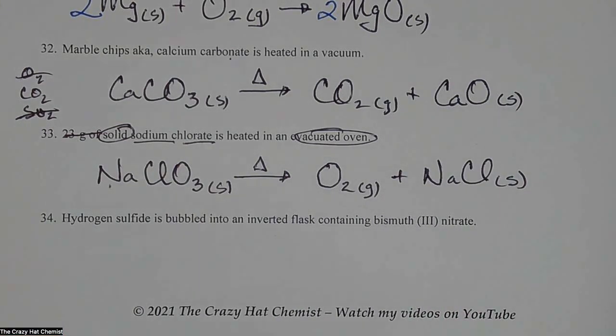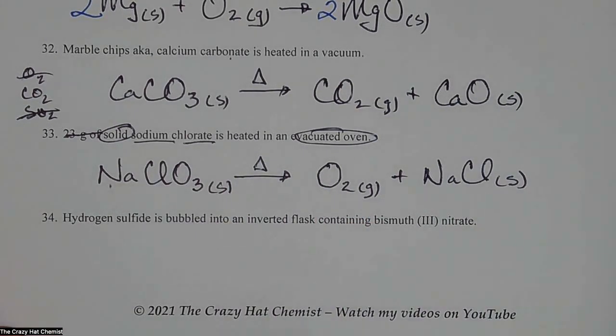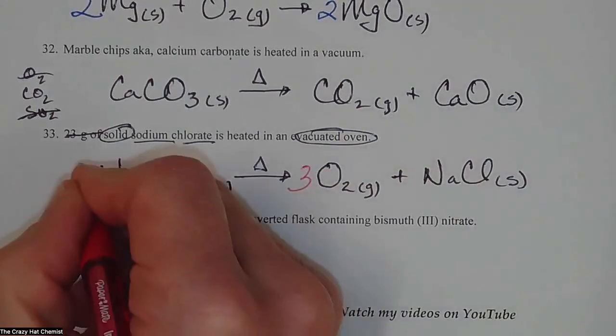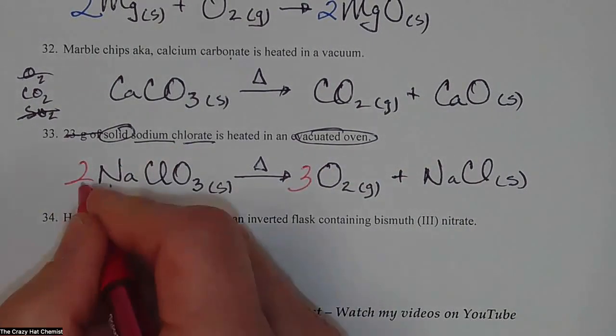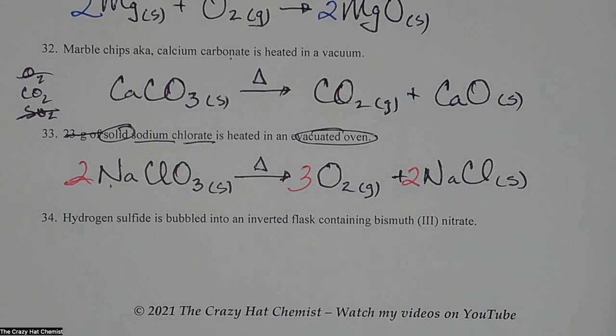And we've done these before, and I've mentioned this again. There's 2 oxygens, 3 oxygens. Everything else is balanced. I'm going to put a 3 and a 2. Now the oxygens are balanced, and now I need to balance the sodiums and the chlorines, and now those are balanced. Okay. That was number 33. Next one is number 34.